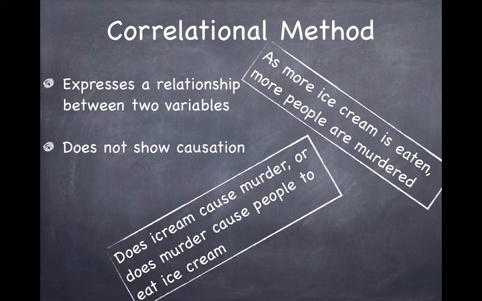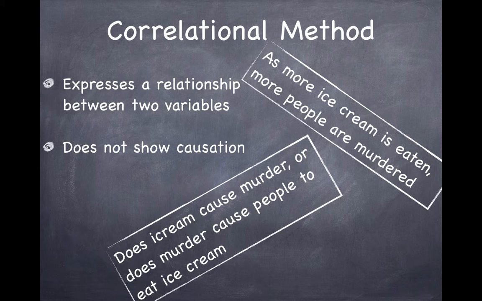Correlational describes the strength of relationship between two or more variables. In other words, it explains how likely it is that you'll find the two variables together. Student dropout rate and feelings of isolation are highly correlated. So when students feel isolated, there's a greater risk of dropping out, but it's not cause and effect. As in the example on the slide, as more ice cream is eaten, more people are murdered. Does ice cream cause murder? Or does murder cause people to eat ice cream? It's not cause and effect. It's about a relationship, and that's what correlational is.